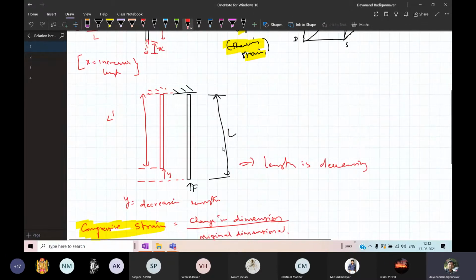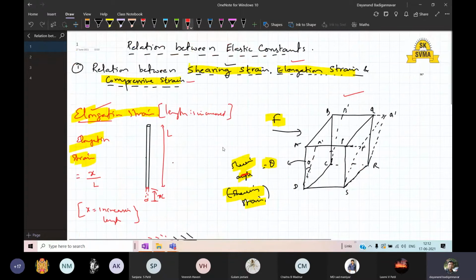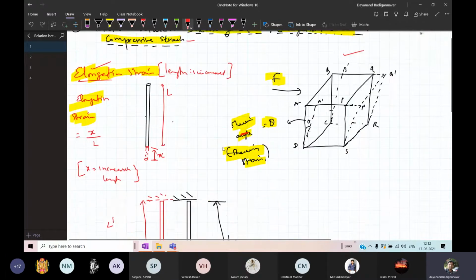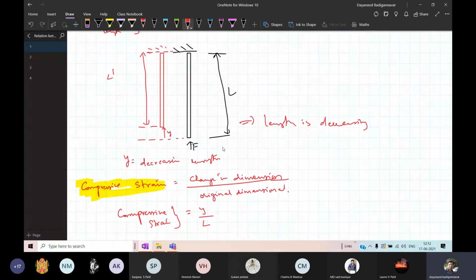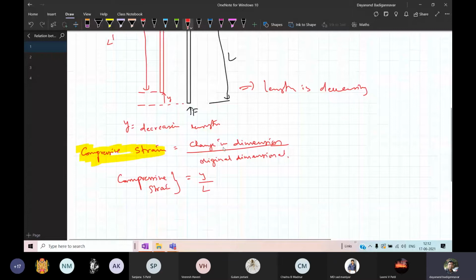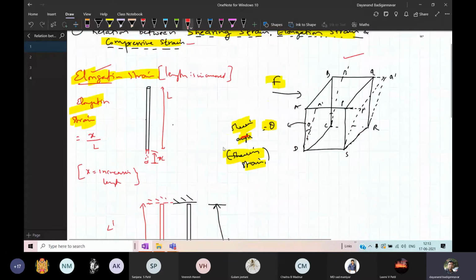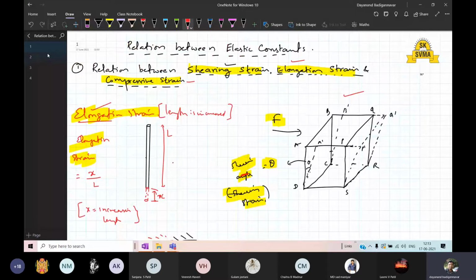So there are different types of strains. When the length is increasing, we call it elongation strain. When the length is decreasing, we call it compressive strain. And when shearing takes place, we call it shearing strain theta. So we have to connect all these three.